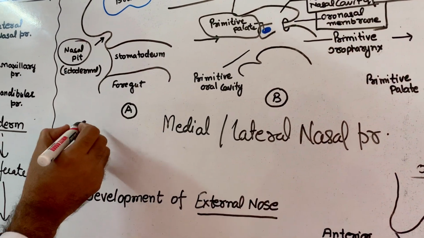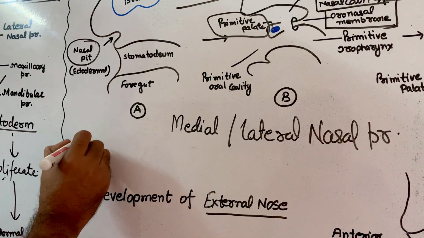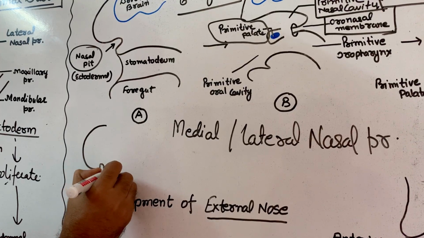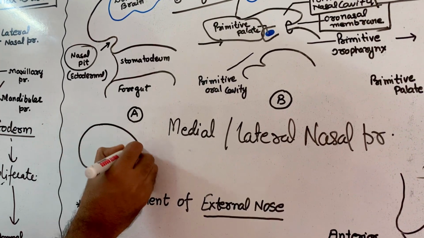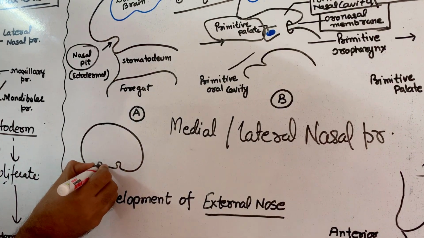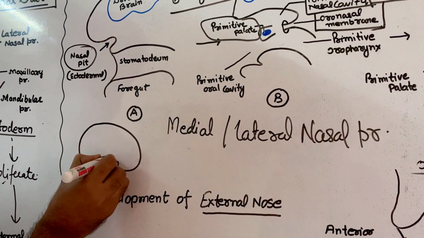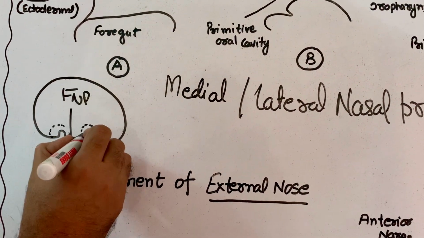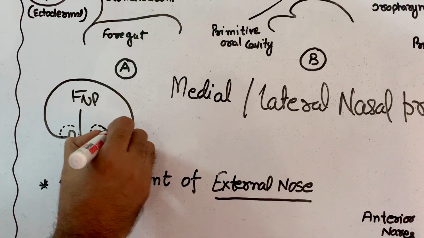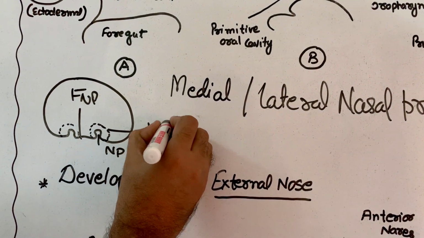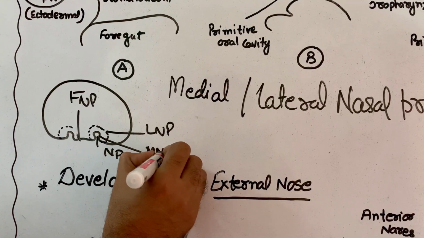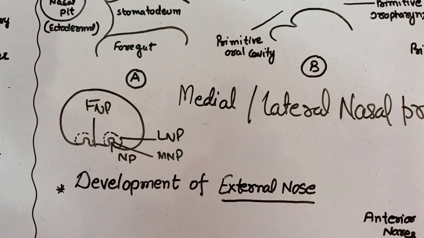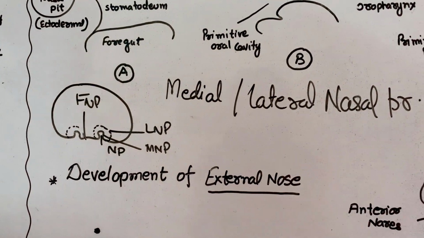If you remember, I will just draw the diagram. This is the primitive diagram, only to make clear what these are. This is the frontonasal process. These are the nasal pits. This is the lateral nasal process, and this is the medial nasal process. Now, as these shrink, that ultimately brings the actual formation of the nasal cavities.